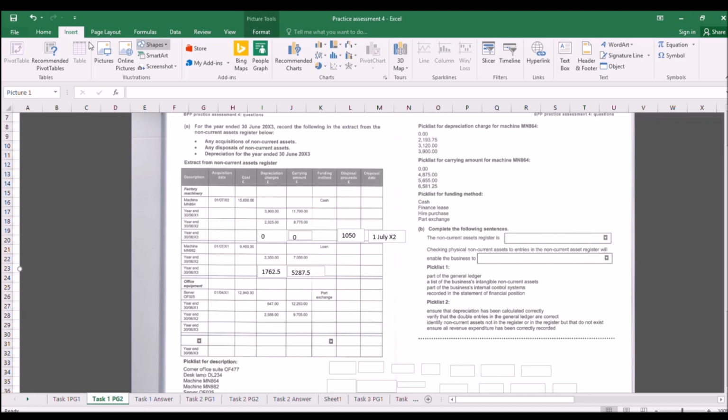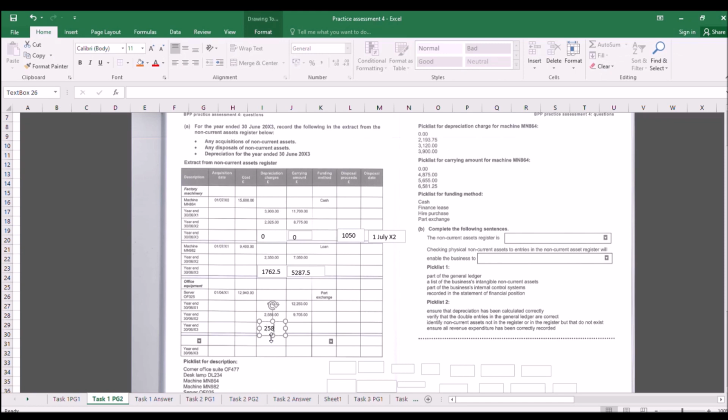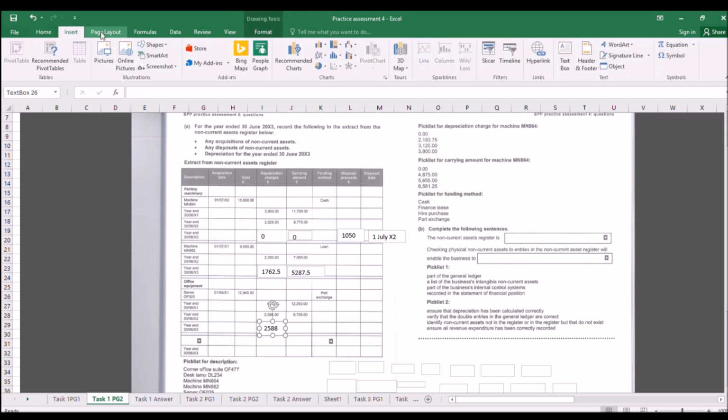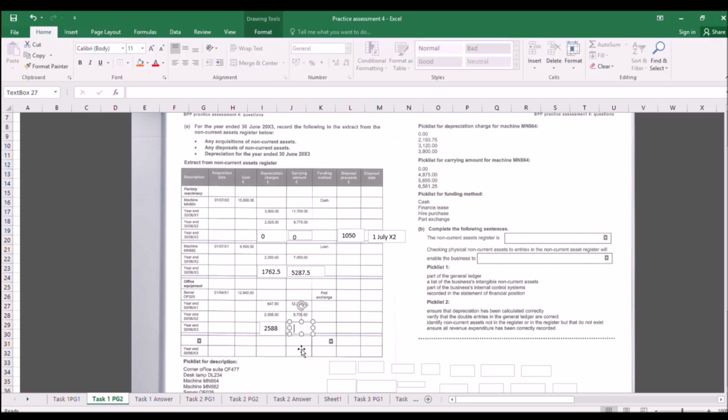But we do have last year's full cost, so that will be 2588. Insert another shape into there. So our carry forward would be 7177. Right, so that's that one.